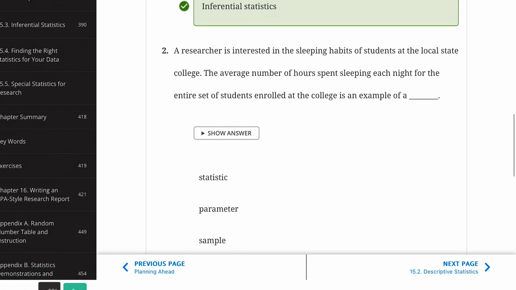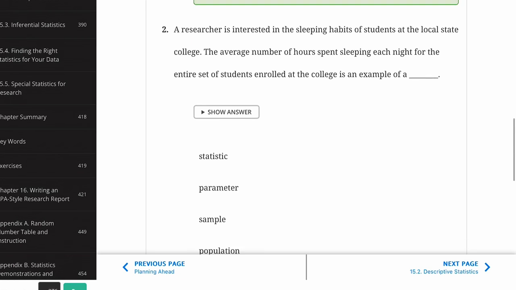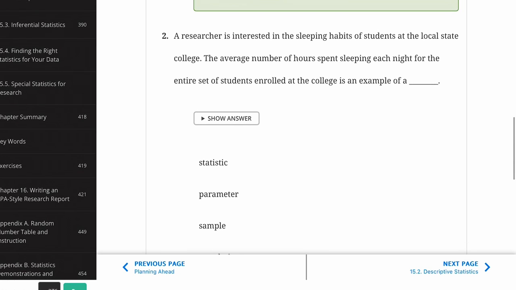Second question: a researcher is interested in the sleeping habits of students at the local state college. The average number of hours spent sleeping each night for the entire set of students enrolled at the college is an example of a... So we are interested in the sleeping habits of students at the college. So the whole college is our population.